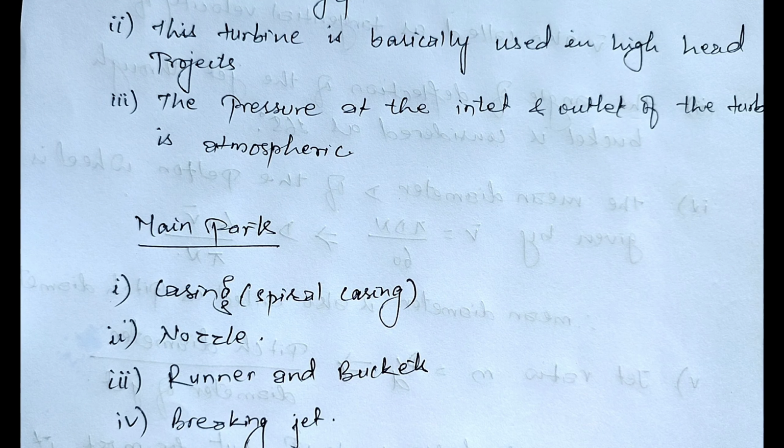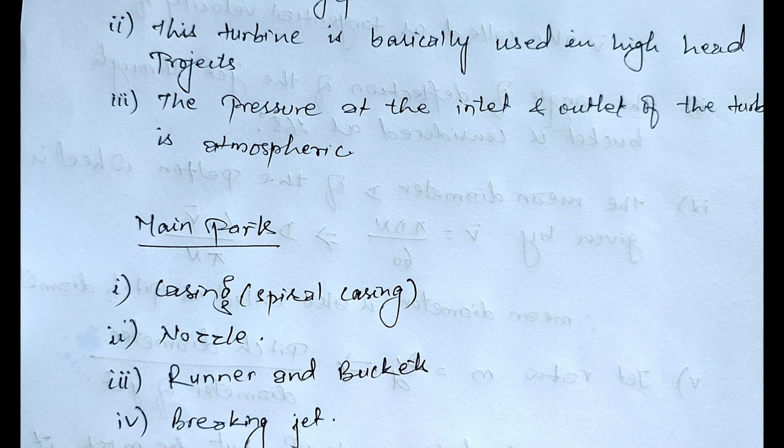And the next point is the casing or spiral casing, which is the outer covering of the runner that protects the runner, and its function is to prevent the splashing of water and discharge water to the tail race.